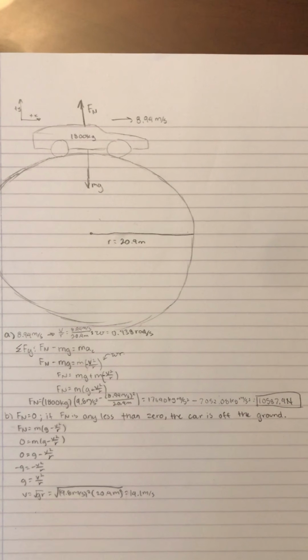Question 65 says, suppose that an 1,800 kilogram car passes over a bump in a roadway that follows the arc of a circle of radius 20.4 meters. Question A asks, what force does a road exert on the car as the car passes the highest point of the bump if the car travels at 8.94 meters per second?